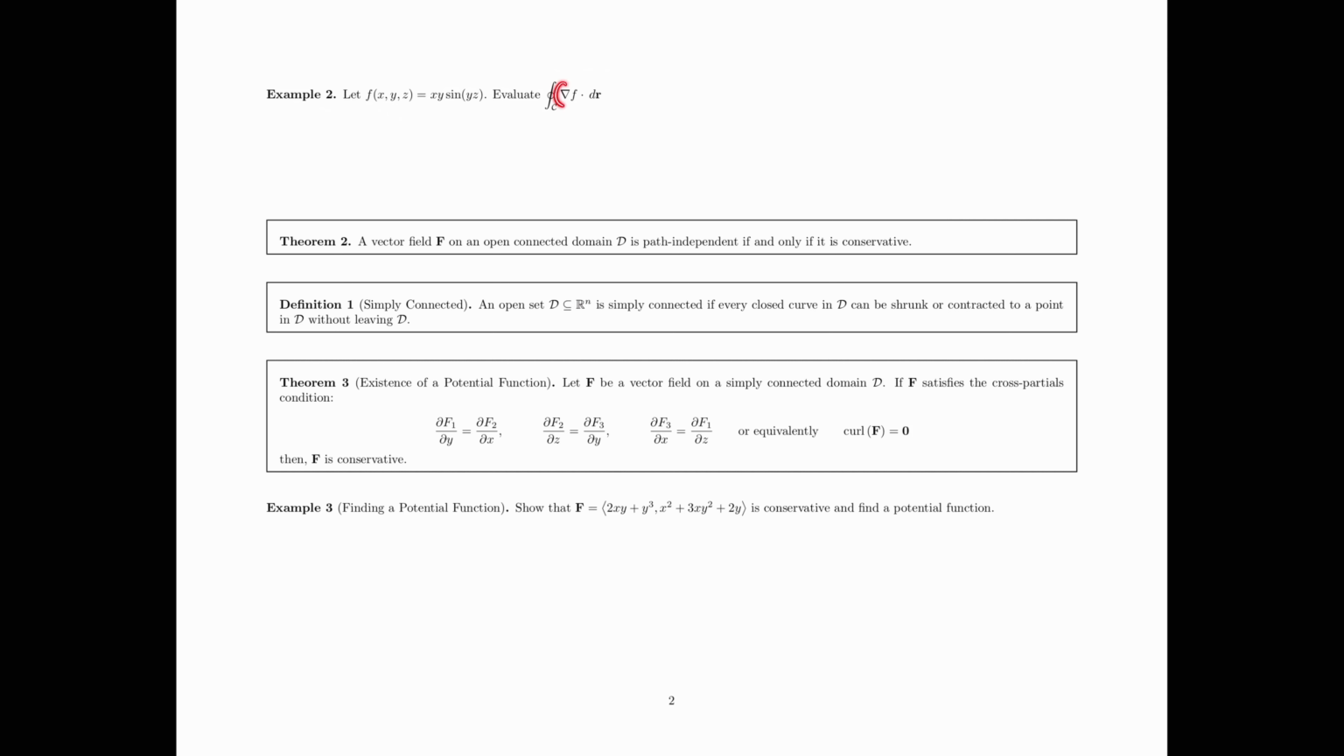So remember that the gradient of f is in fact its own vector field. The gradient of a scalar function is a vector valued function. It is a vector field. So this right here is a vector line integral. Because it's a vector line integral, we're integrating over some path c.